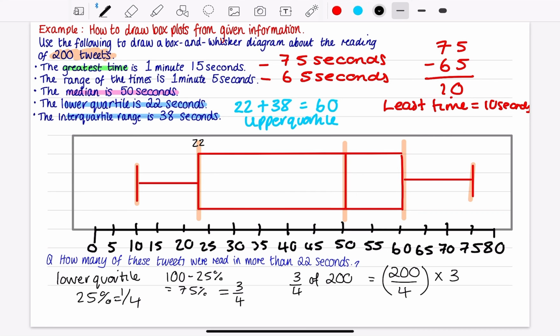So I take 200, I divide by 4, which would give me 50. I then must remember to multiply by my numerator of 3. So my final answer is 150 tweets, as 150 of those tweets were read in more than 22 seconds. Be careful with the method for box plots. Make sure you revise it. Make sure you look through everything done here and in the notes.